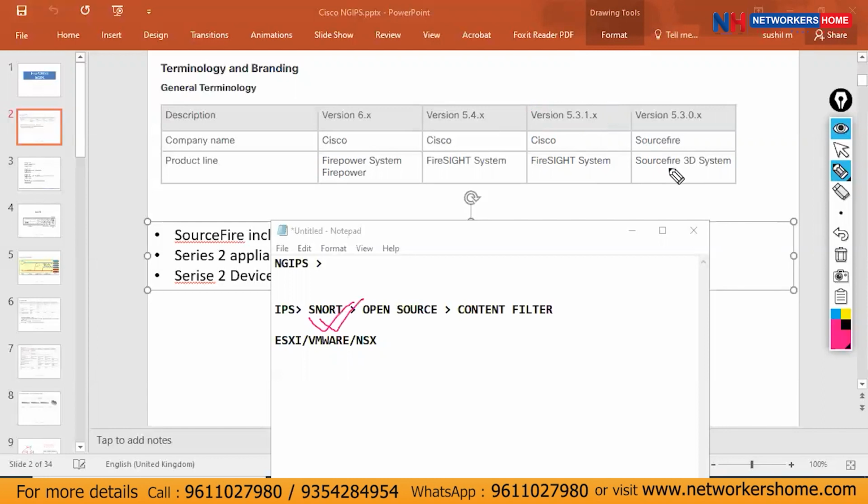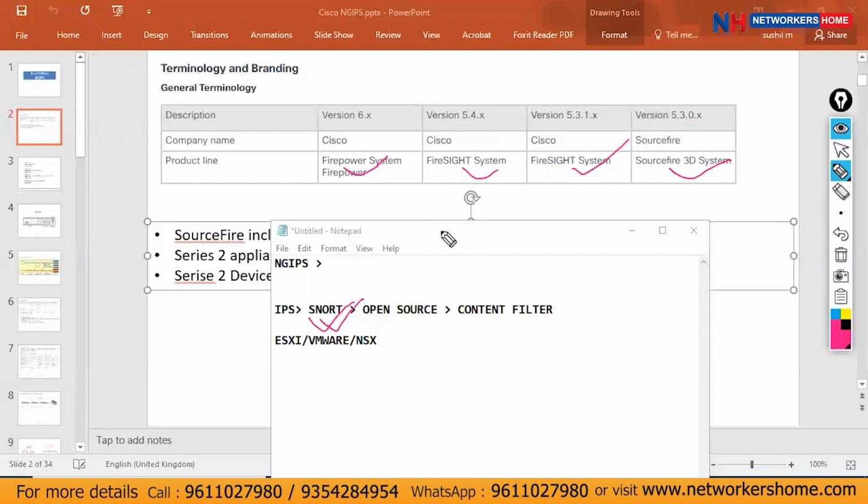Snort, SourceFire 3D system, Firesight, right? Again Firesight, and then coming to Firepower. So like this, we had different terms, so there was lots of confusion going around in the market. Right now, you guys are directly looking into these things, right?